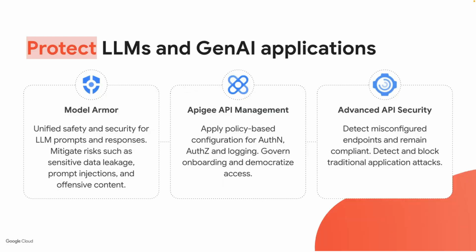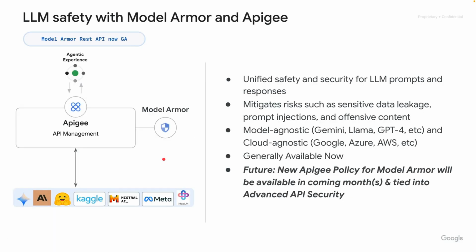On our product roadmap, as you're going to see in the future, Model Armor Insights is actually going to eventually integrate into advanced API security. More than likely, we're going to have a video that showcases that capability down the road. But as we're going to demonstrate today, we're really going to be focusing on the Apigee and Model Armor integration to ensure AI safety.